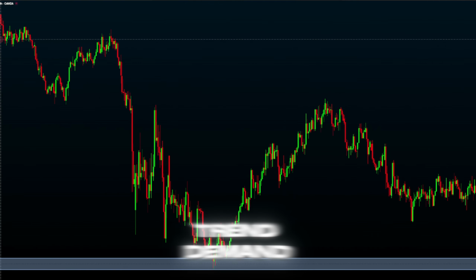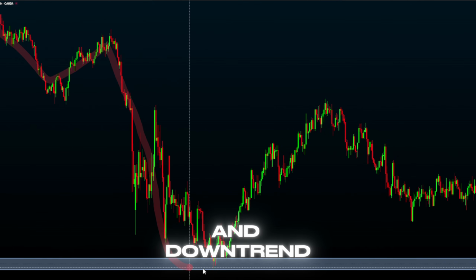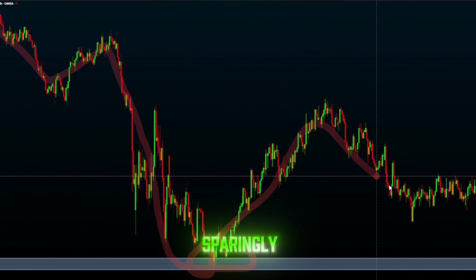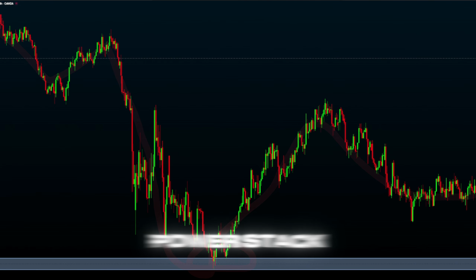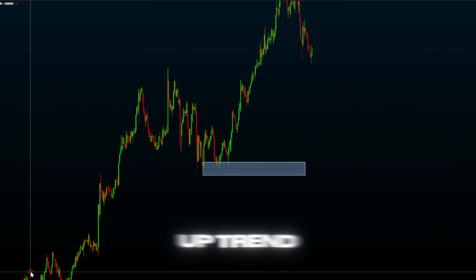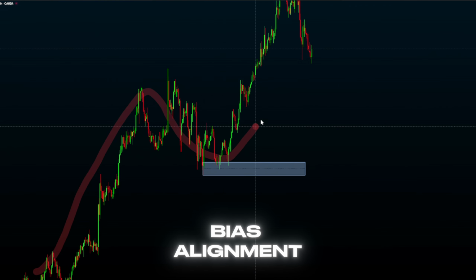Pitfall: ignoring trend. Demand in a downtrend equals counter-trend; use sparingly, 40% odds. Confluences for power: stack with trend. Demand and uptrend, 75% bounce bias alignment.